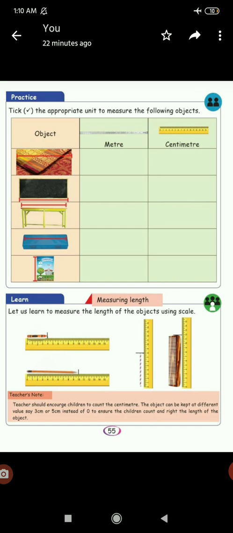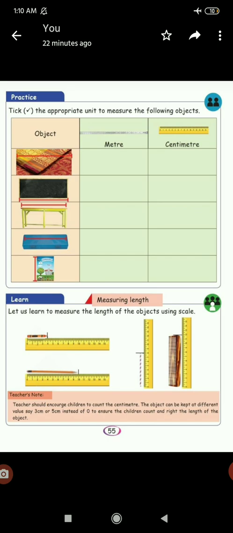First we will measure the length of the crayon. See, while we are measuring, we have to place the object at the zero place and count till the end. We have to count how many centimeters the object covers. How many centimeters? 4 centimeters. So the length of the crayon is 4 centimeters.